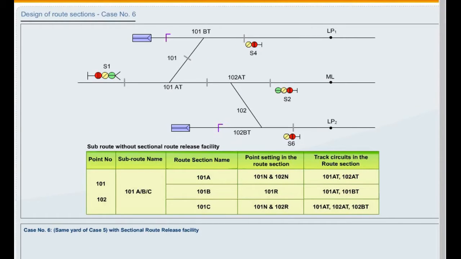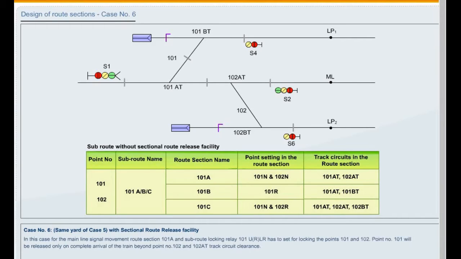Case number 6. Using the same yard of case number 5 with sectional route release facility. Over point number 101 and 102 between signals S1, S2, S4 and S6, the movements are provided with one subroute 101 A by B by C, as discussed at case number 5. Consider the table. In this case, for the main line signal movement, route section 101A and subroute locking relay 101 URLR has to set for locking the points 101 and 102.